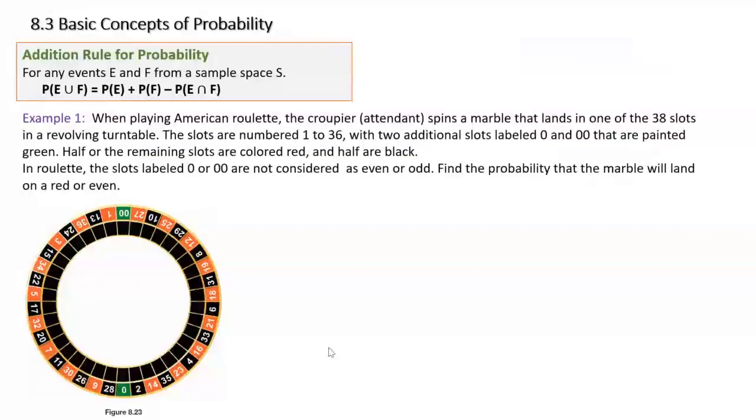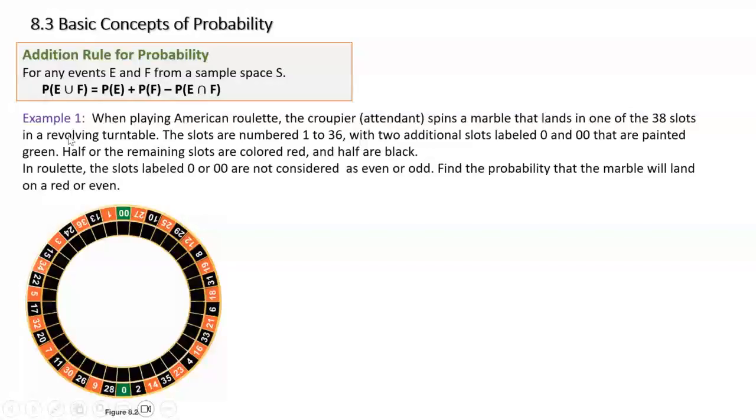Now, this is 8.3, basic concepts of probabilities. This is called the addition rule for probabilities. It says the probability of E union F equals the probability of E plus the probability of F minus the probability of E intersect F. Let me show you how this formula is used.